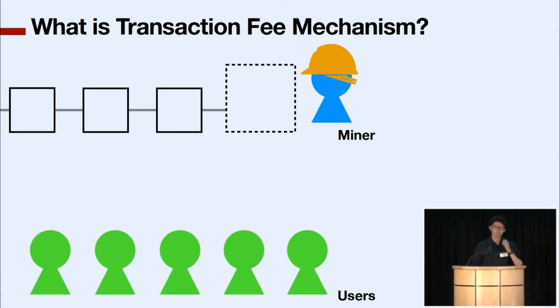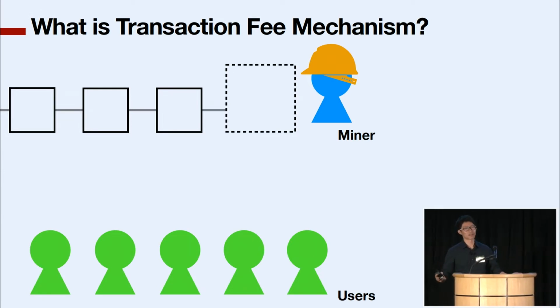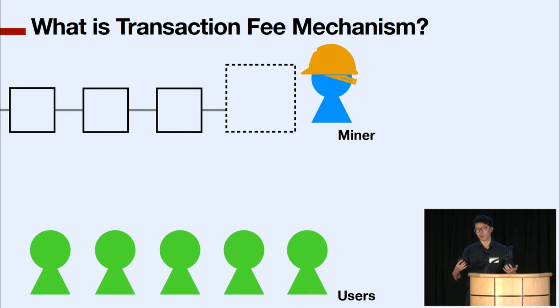So first of all, what is a transaction fee mechanism? On blockchains, we have two kinds of players, miners and users. Miners' job is just to maintain the blockchain, and users, just like us, want to send you 1 Bitcoin, or you want to send me 5 Ethers, or we want to deploy some transaction on chain, we are users. And the transaction fee is what miners are rewarded for maintaining the blockchain.